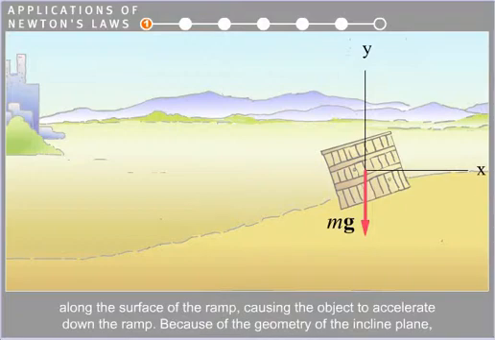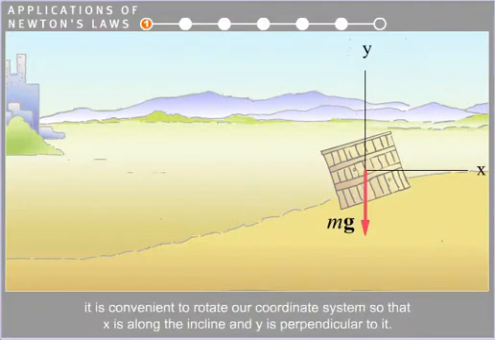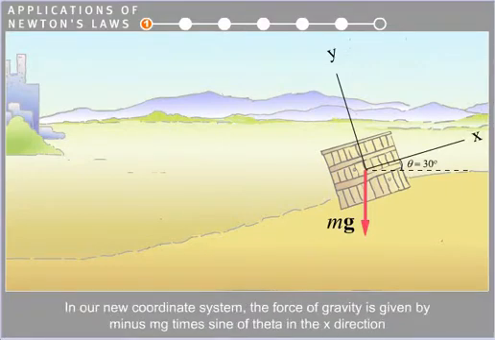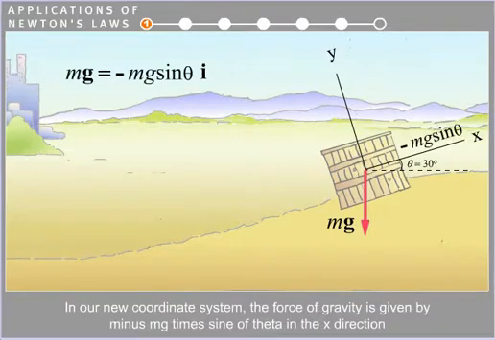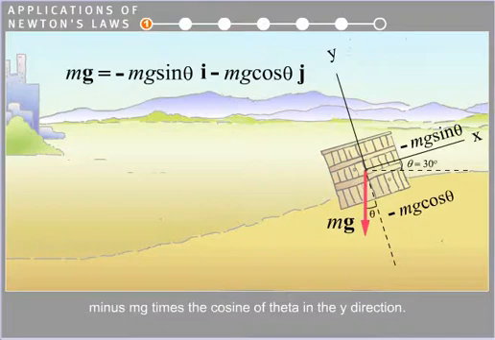Because of the geometry of the inclined plane, it is convenient to rotate our coordinate system so that x is along the incline and y is perpendicular to it. In our new coordinate system, the force of gravity is given by minus mg times the sine of theta in the x direction, minus mg times the cosine of theta in the y direction.